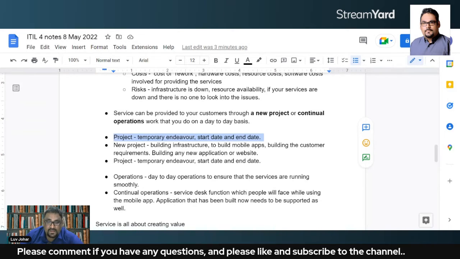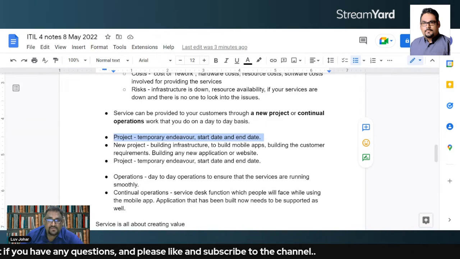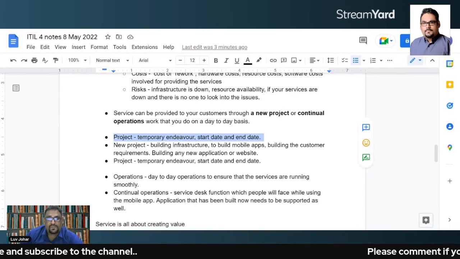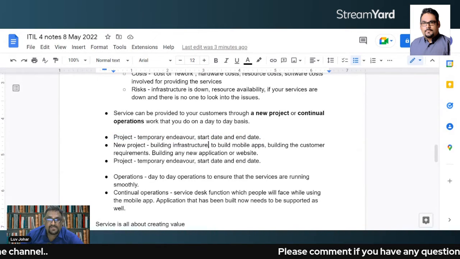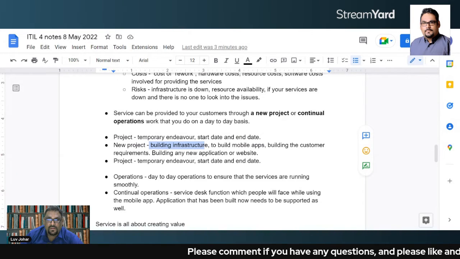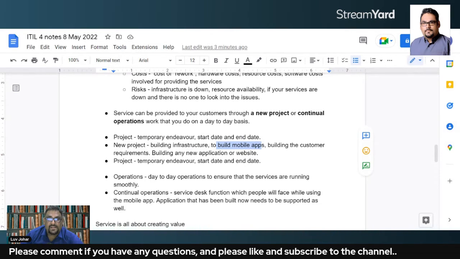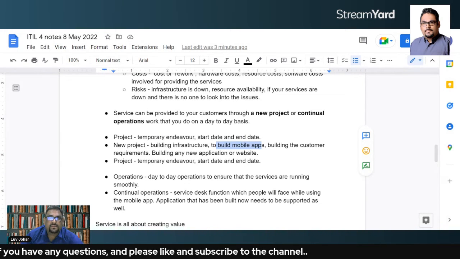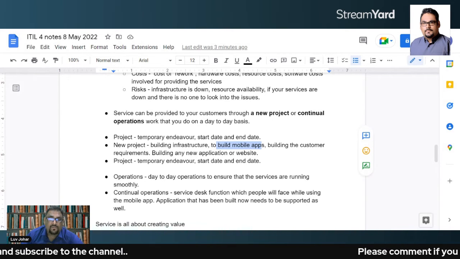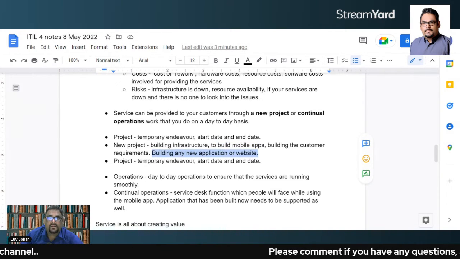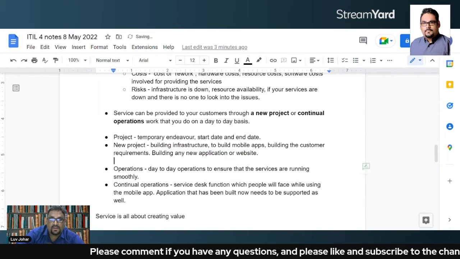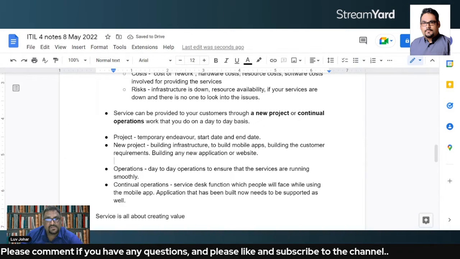Projects are temporary endeavors, and they have a specific start date and an end date. So let's say, for example, building infrastructure, or building mobile apps, building new software. Basically building up the customer requirements is a project, because that's how it works, building any new application or a website. So projects are temporary endeavors having a start date and an end date. So that is how you can provide a service.